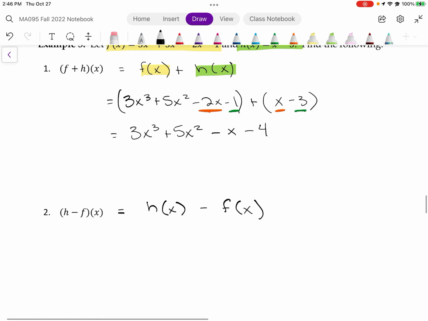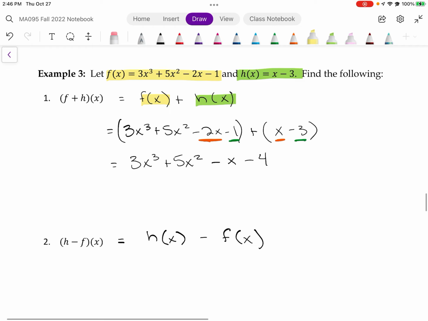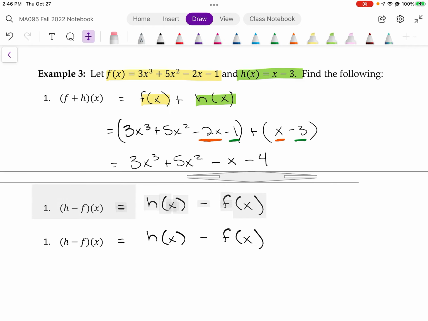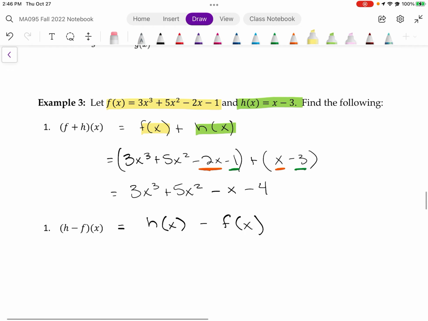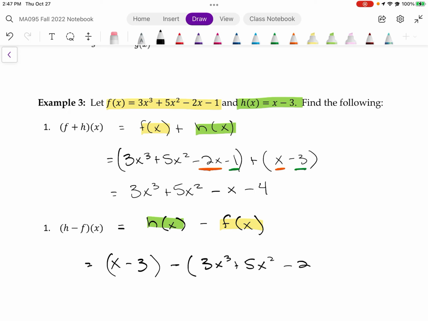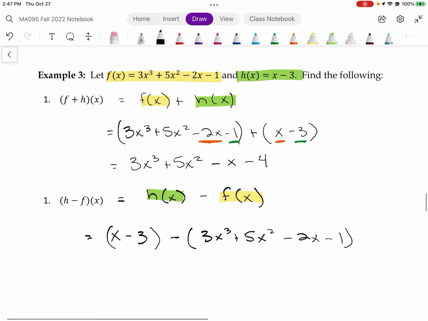All right, so h of x is going to be, and I'm going to bring this a little closer so I can still see everything. All right, so h of x is going to be the green one. That's the second one, so be careful that you do the right one. So the first one is the h of x, that's x minus 3. And be careful because we do have subtraction here, so I am going to use parentheses for sure. So we've got 3x cubed plus 5x squared minus 2x minus 1.